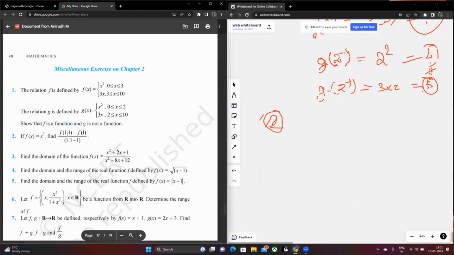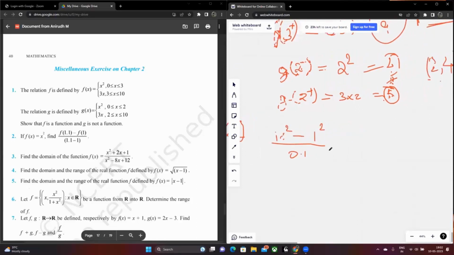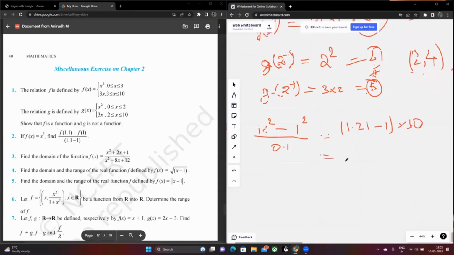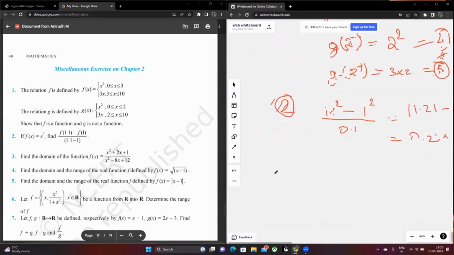f of x equals x squared, find f of 1.1 minus f of 1 divided by 1.1 minus 1. I'm going to directly simplify this, say that the bottom is 0.1, right? 1.1 minus 1 is 0.1. And then here, I'm just going to substitute directly in the function and say that this is 1.1 squared minus 1 squared, right? This is basically 1.21 minus 1 whole into 10, because 0.1 is 1 by 10, comes up to give 10, right? So this is basically 0.21 into 10, which is 2.1, done, right? Nothing to think of. It's just brute force.